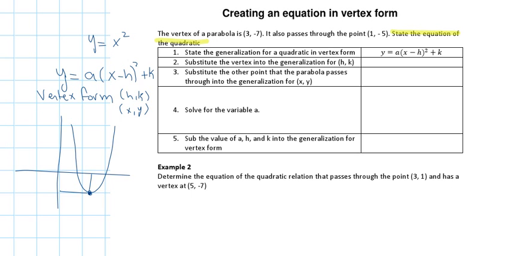So since they gave me the vertex, that means I have to use the vertex form. As of now, you only know the vertex form. But later, when you learn the other two forms, you have to decide which form to use, okay? But because they're giving you the vertex, you know that you're going to have to use the vertex form. So here's the vertex form. I know the vertex, which is (3, negative 7). Where do I plug it?